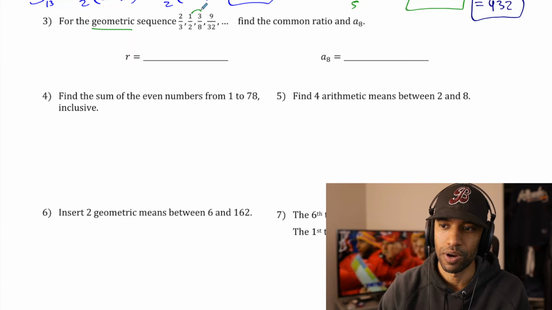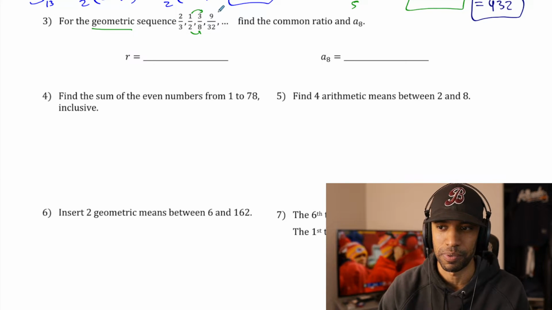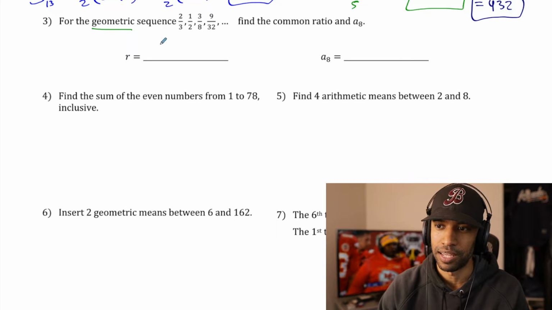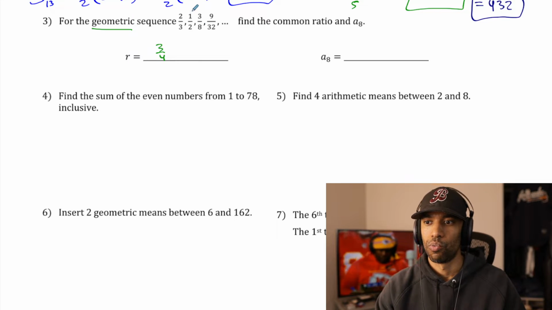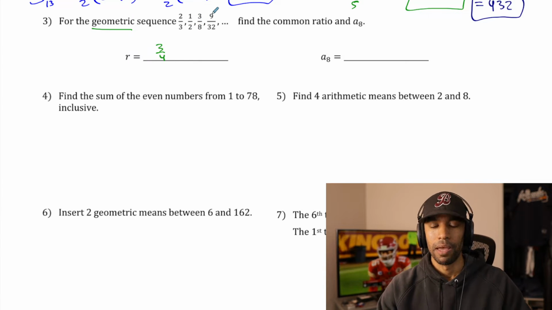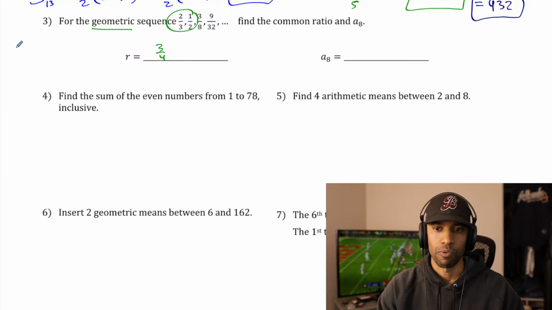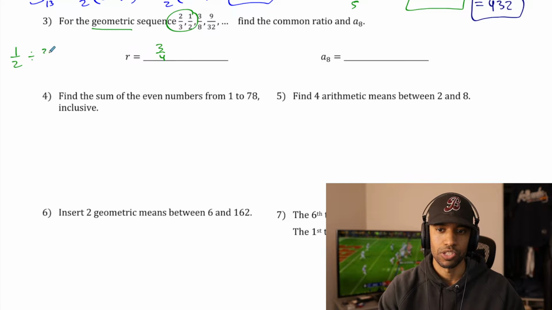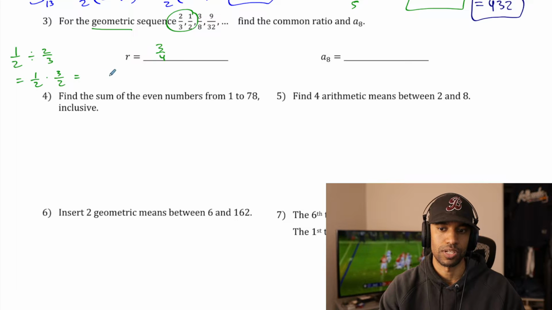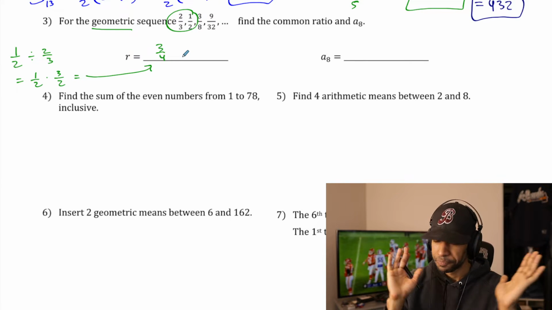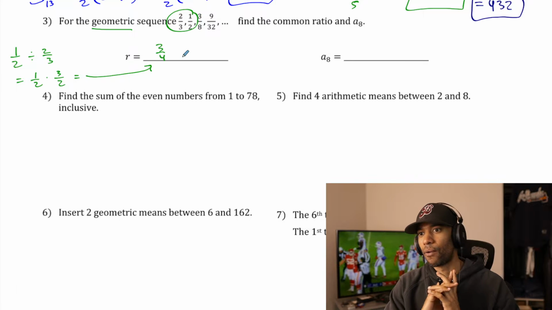It'd be easier to say 1 times what gives me 3 and 2 times what gives me 8, or 3 times what gives me 9, 8 times what gives me 32, in which case that would be 3/4, right? 1 times 3 is 3, 2 times 8 is 4. But if you were ever so compelled, or they were harder to do and you weren't sure, you'd say, hey, what is 1/2 divided by 2/3, which is 1/2 times 3/2, which is 3/4. So we do get a common ratio of 3/4 no matter what you do there. You can get it.